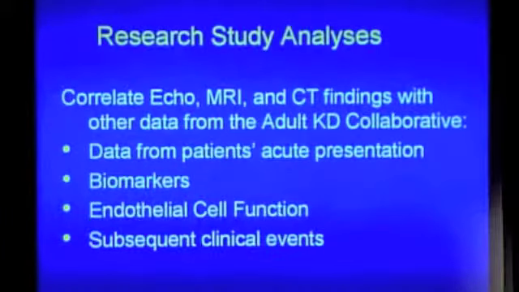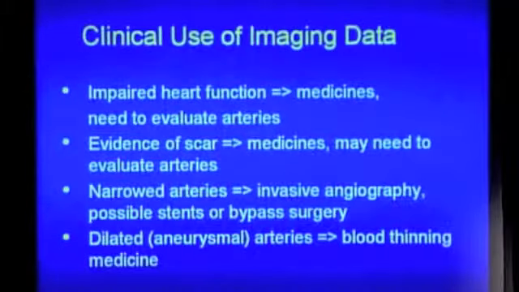Okay, so finally, let me just conclude by mentioning the analyses that we're going to do. For the research study, our plan is to take these different tools and then to correlate them with all the other data that Dr. Daniels talked about. So we'll take this data, we'll correlate it with the data from the patient's acute presentation, the biomarkers, the vascular function, the blood vessel function she talked about with the blood pressure cuff, and then also look at subsequent clinical events by following up patients. Now, of course, the other thing I know that you want to know is, well, how can we use this imaging data to care for patients?